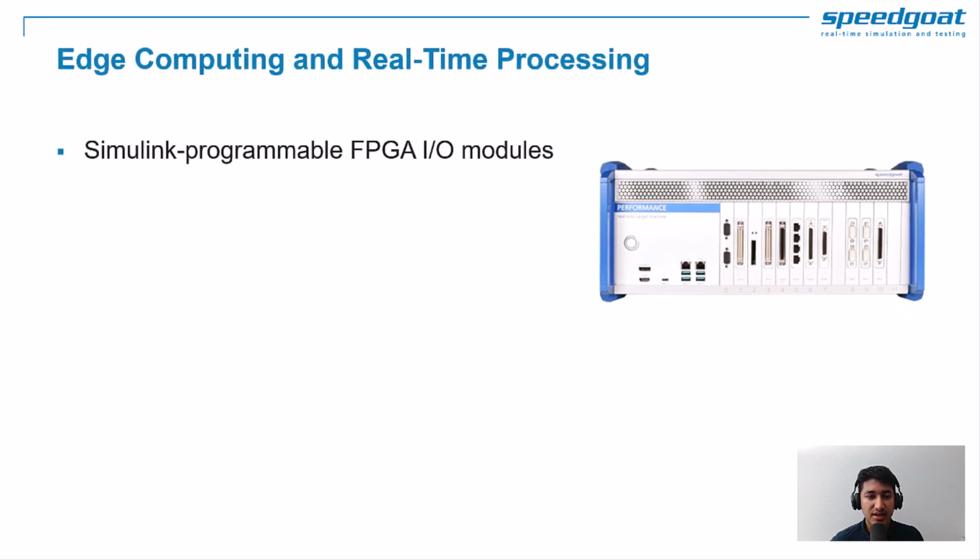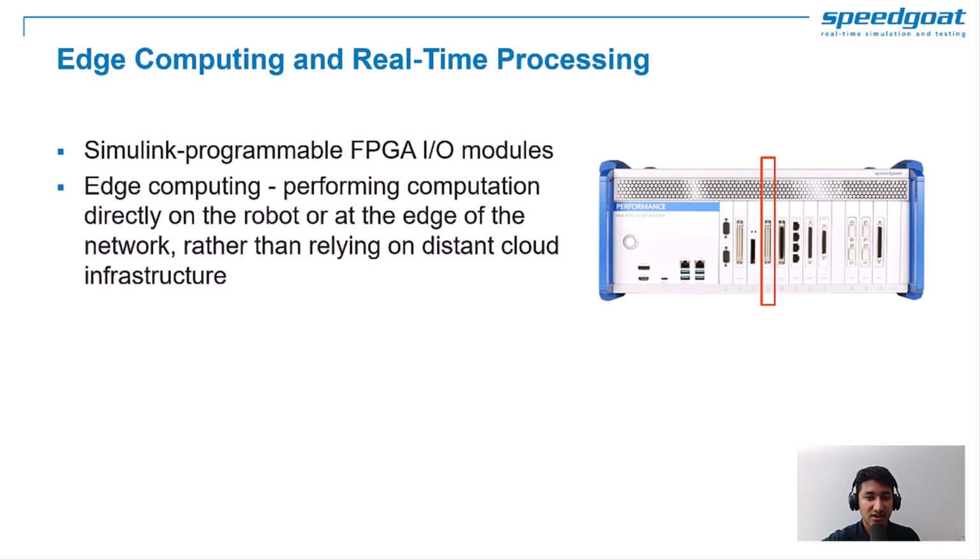Processing such deep learning networks in real time requires data processing at high sample rates. For this, Speedgoat provides Simulink-programmable FPGAs, which process the signals in the megahertz range on the test system. These high-speed FPGAs allow for performing computations directly on the control design prototype of the robot instead of relying on distant cloud infrastructures.